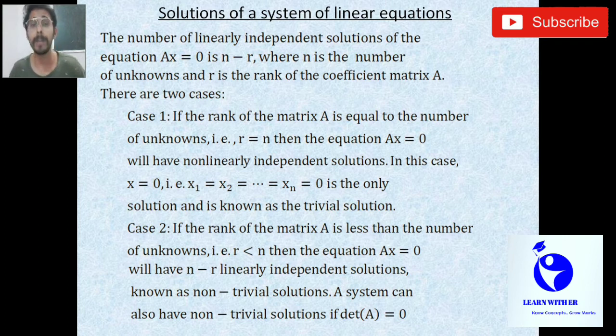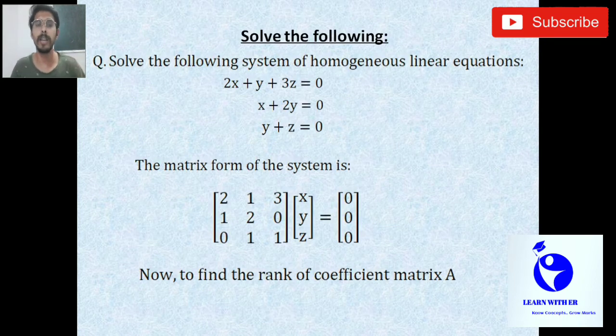So if you're doing it by determinant, you need to find the determinant. If it is 0, then non-trivial. If it is not 0, then trivial. So this is all about the theory behind the solution. Let us do a problem in order to understand it more clearly.